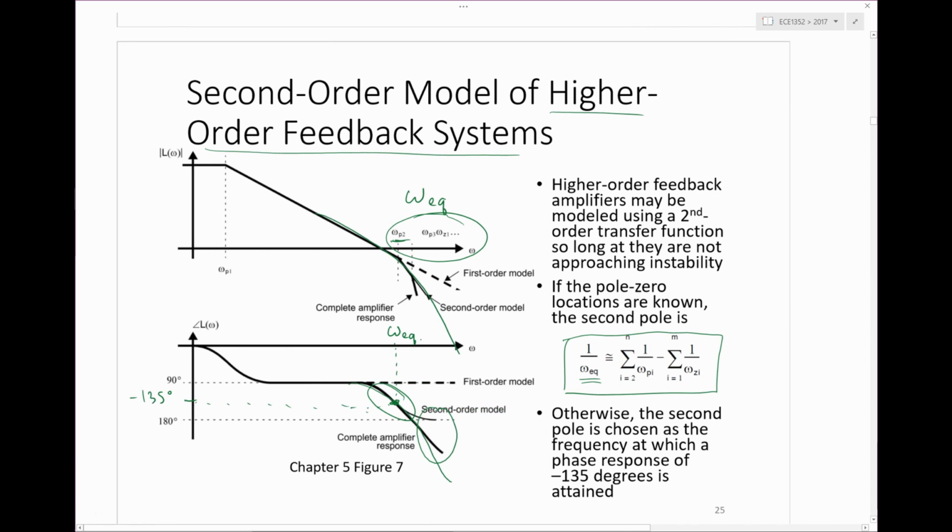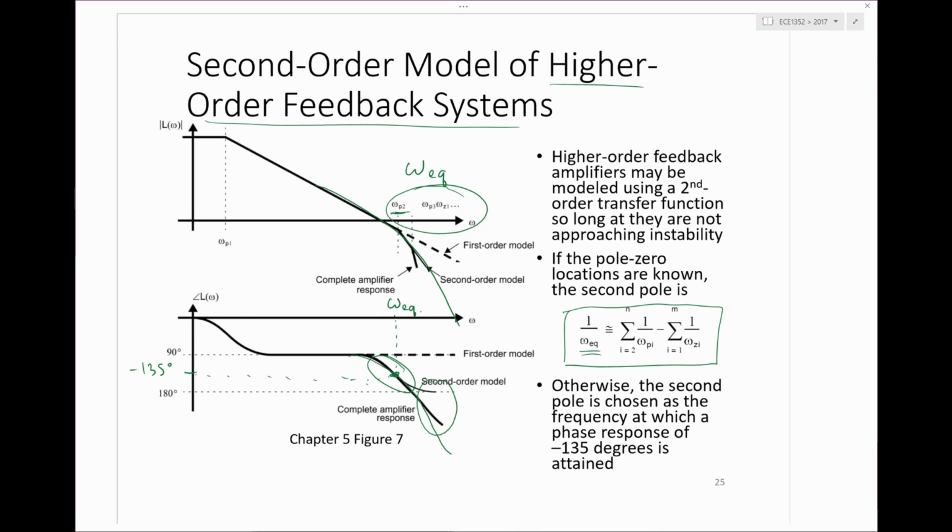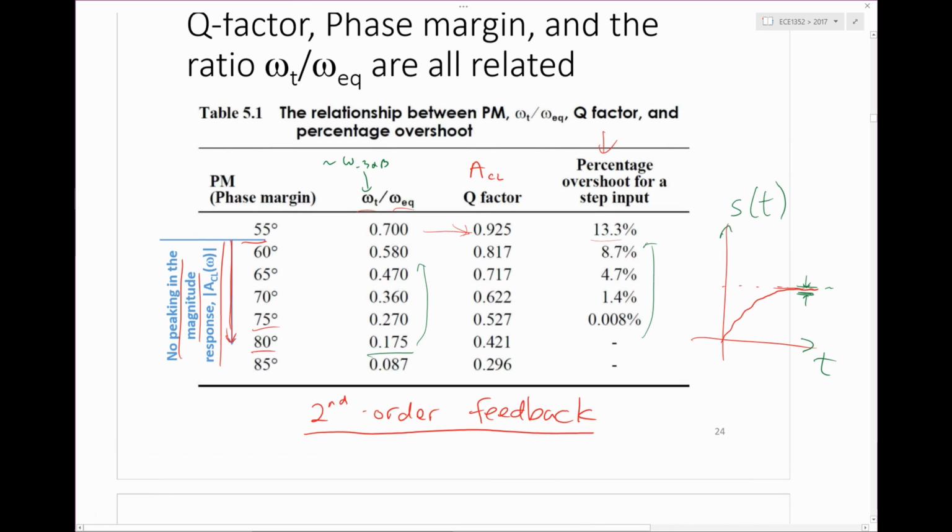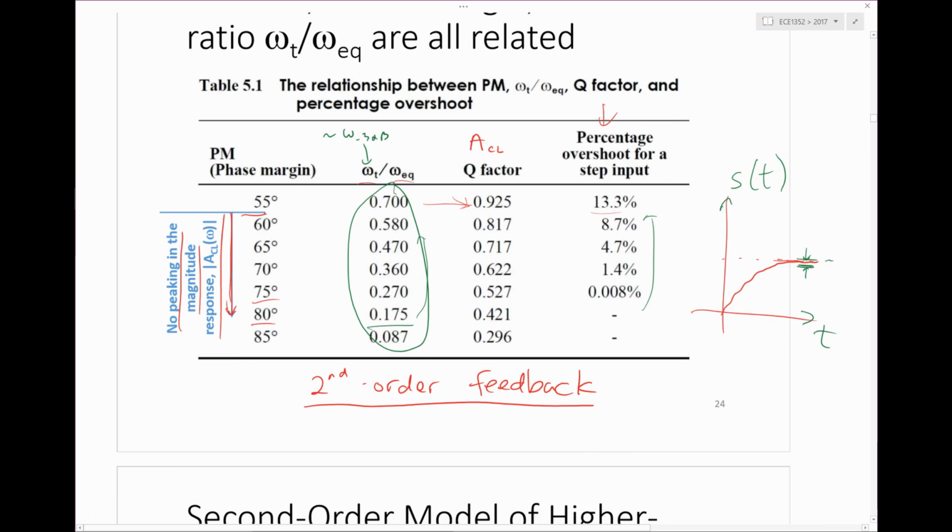So that's a nice trick. Just read it right off the Bode plot. Where do you have minus 135? Okay, that's my second pole, or omega EQ. Now, I go and compensate. I take omega t. I back off from omega EQ by a factor of 4 or 5 or whatever, based on this table and my phase margin spec. Right? I find this ratio, and now I know what omega t needs to be. And the last thing is to just stick a cap somewhere, or maybe a resistor, so that omega t is equal to that value. And hopefully I'm done.